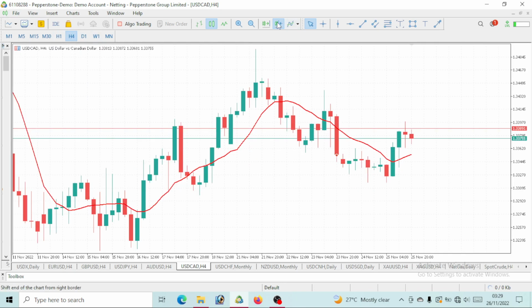Now we should see what this 4-hour time frame says. So clearly we want to short this price. We want to sell this. And what does the 4-hour time frame say? It says we are bearish.